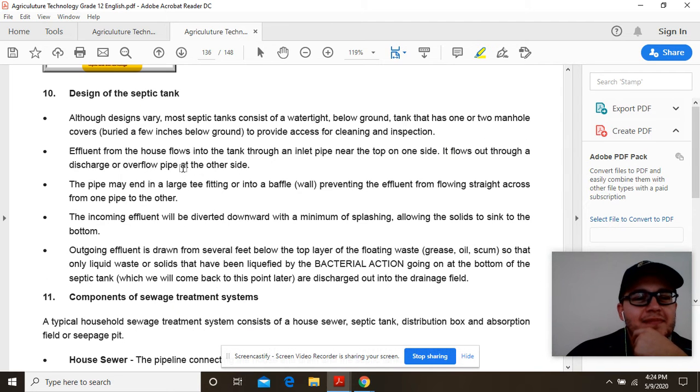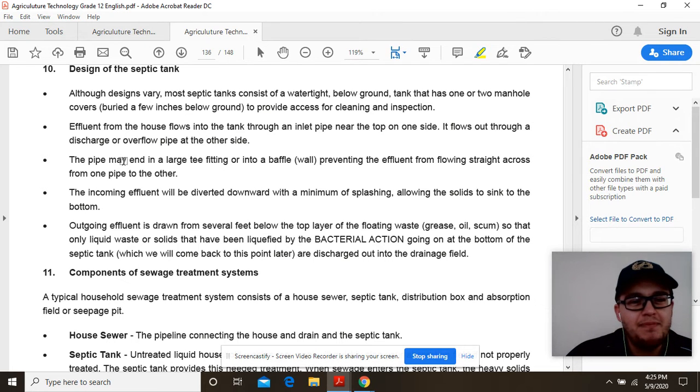The design of a septic tank. Although designs vary, most septic tanks consist of a watertight below ground tank that has one or two manhole covers buried a few inches below the ground to provide access for cleaning and inspection. Effluent from the house flows into the tank through the inlet pipe. Near the top of one side, it flows out through a discharge or overflow pipe on the other side. The pipe may end in a large T-fitting or into a baffle wall, preventing the effluent from flowing straight across from one pipe to the other.